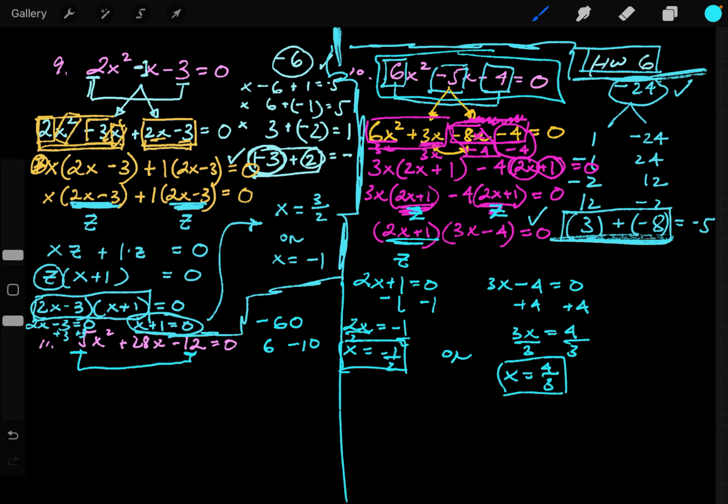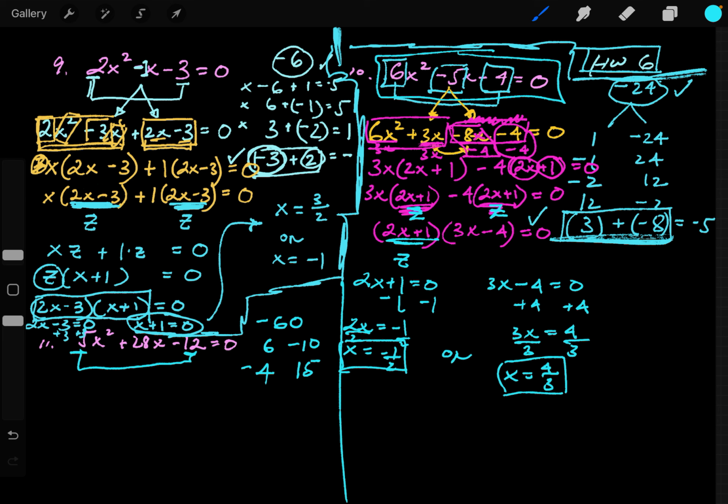So what else? 8? Does 8 go into 60? No, 4 does. 10 does, but now I'm going backwards. I want it to be positive 28. Okay, so 4 and what? 4 and negative 15, and that will give me... let me make sure I'm doing this right. Negative 12 times 5 is negative 60. Okay, that's fine.